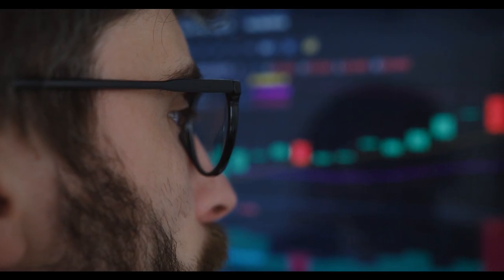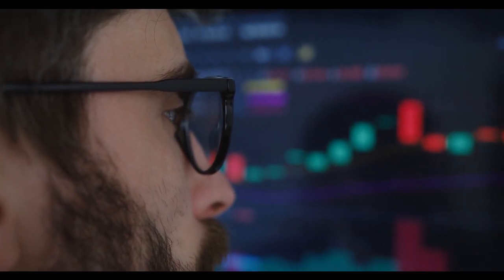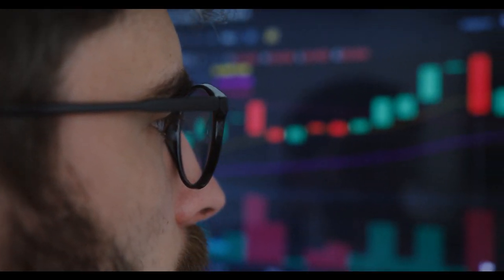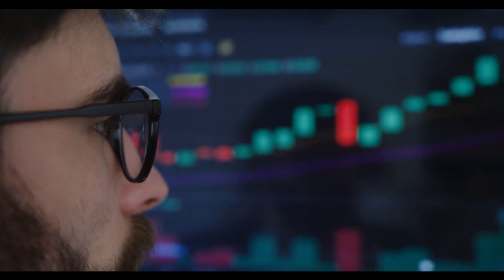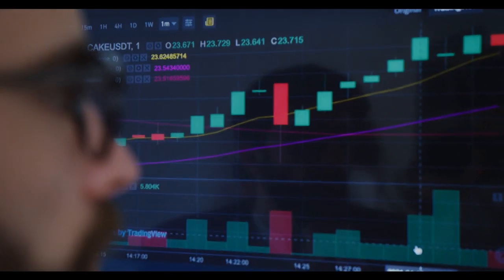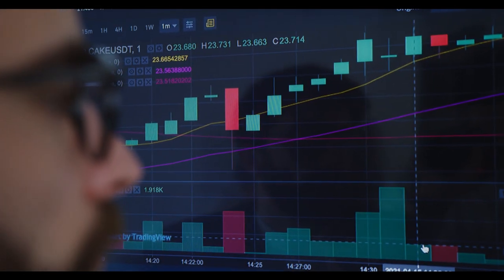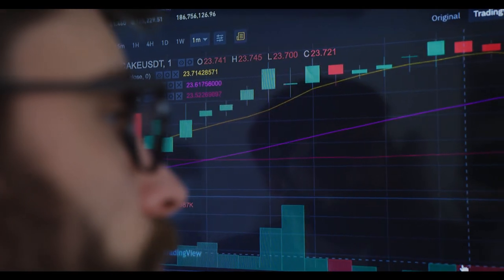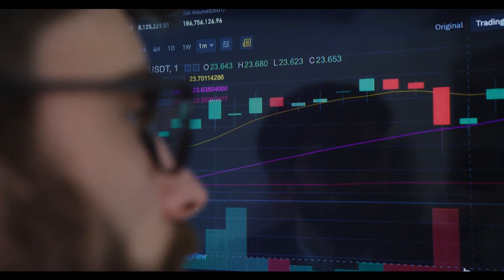These indicators can be classified into two main categories: trend indicators and momentum indicators. Trend indicators are those that help identify the general direction of the market, whether bullish when the price rises, bearish when the price falls, or sideways when the price moves within a range. Some examples of trend indicators are moving averages, trend lines, and channels.